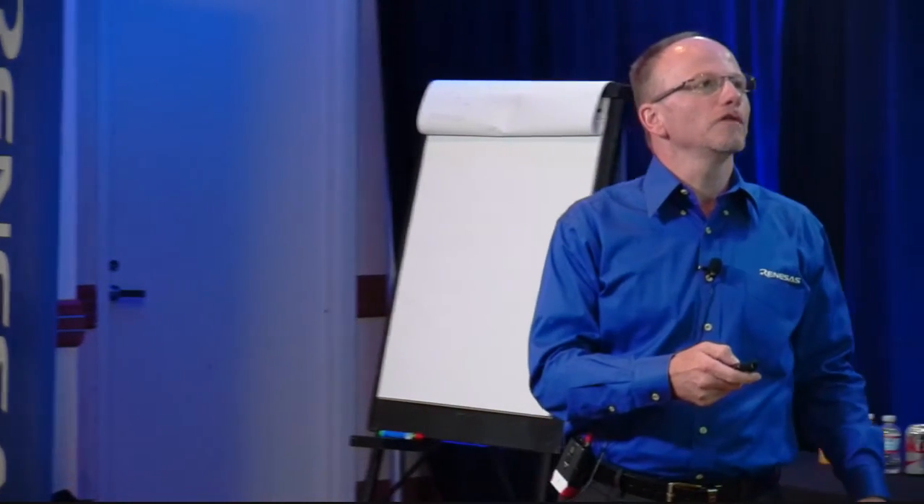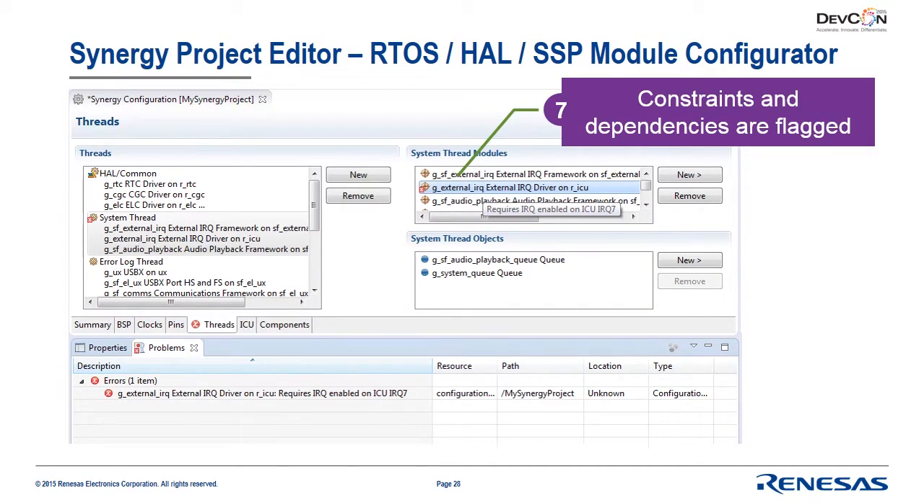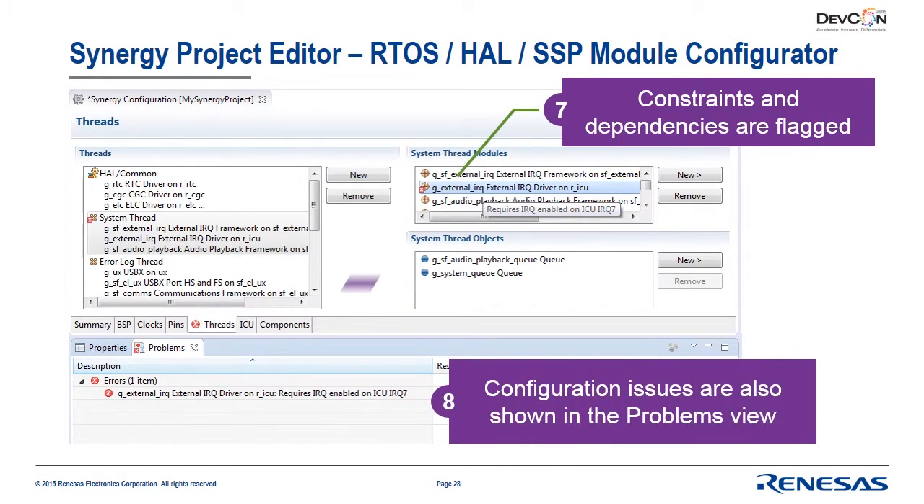So great segue again. If you bring in a module and it requires something else, another module, or it requires some interrupts to be set, then you will get a little red X here, and a little X over here, as well as in the problems view, and it'll say, I need this, or I need that to work properly, and you can go and do it.